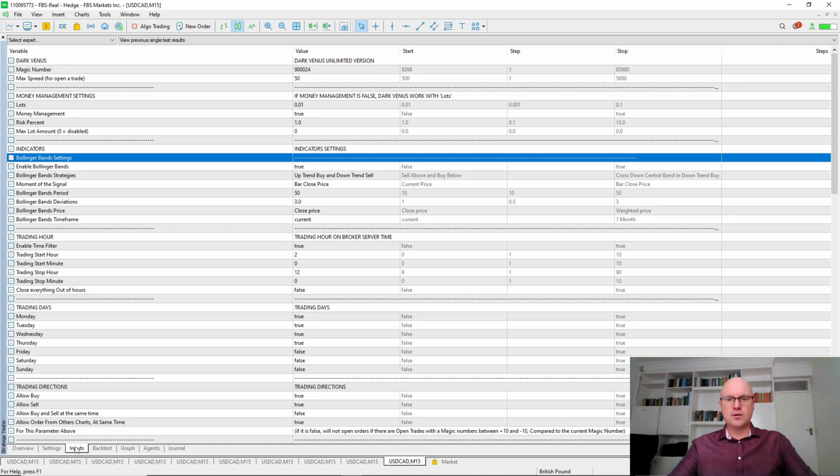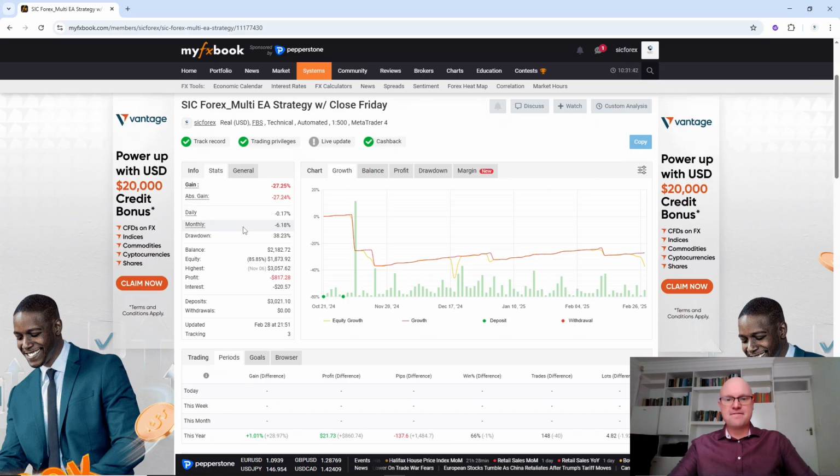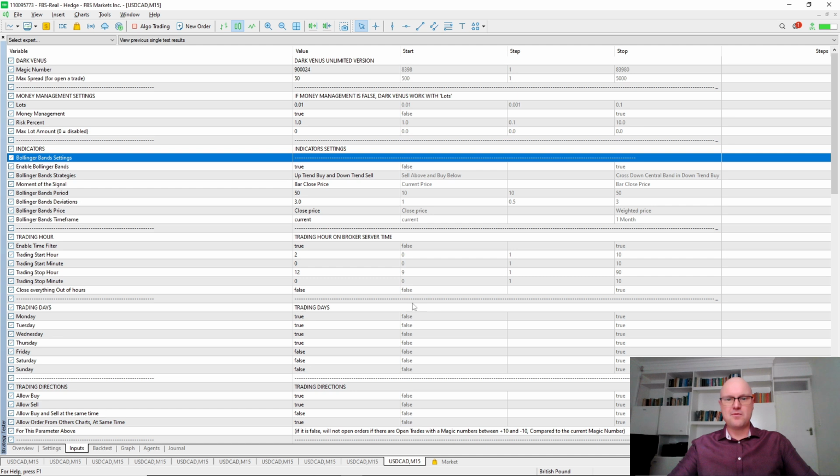Now, currently, the old set file 9024 was running on a MyFX book account. So if we head over to MyFX book, we'll see that that one is currently running at a negative loss. And because of the fact it has to close all of the trades on Friday, it's constantly encountering all of these losses. So what we'll be doing is we'll be taking what I've learned from trading this expert advisor and using the old set file and adjust it to a new and improved version.